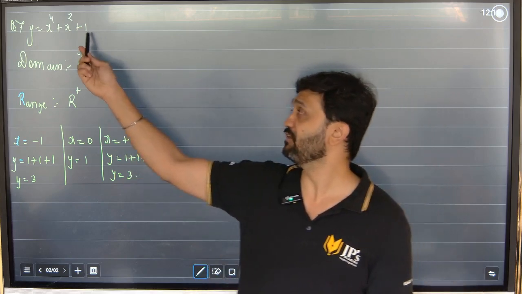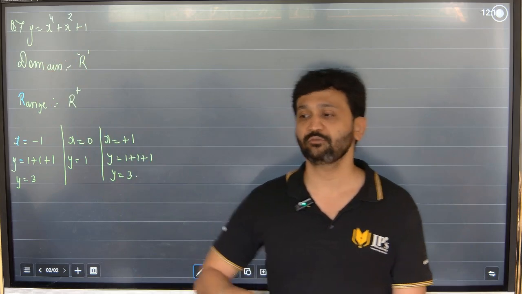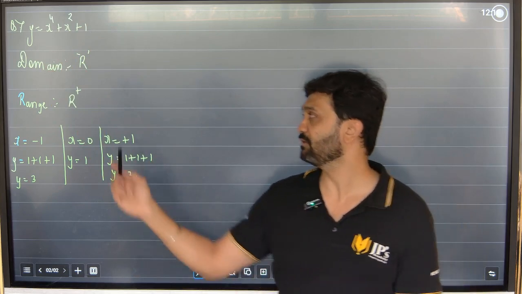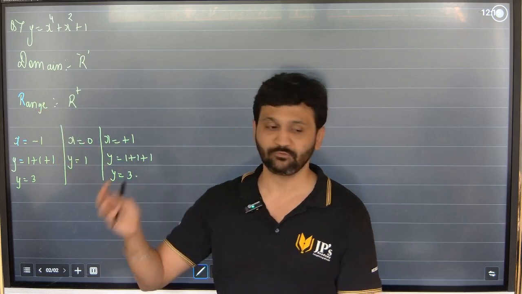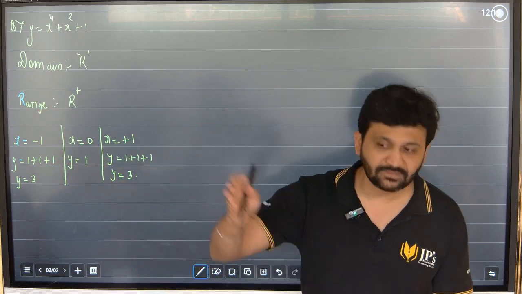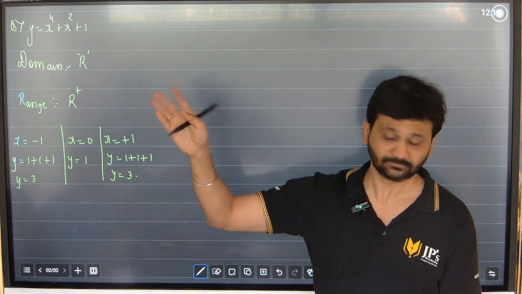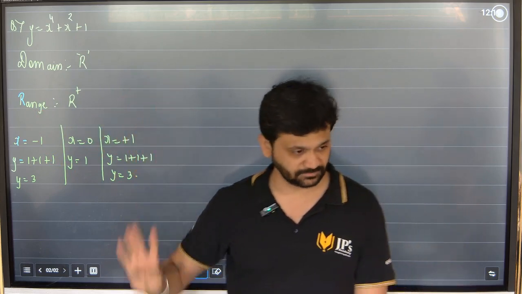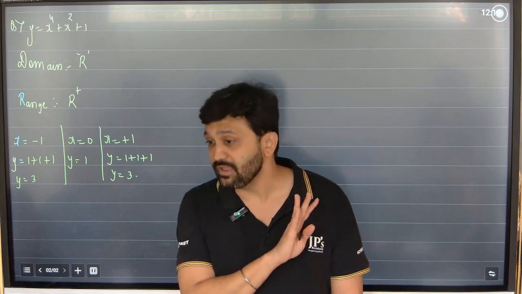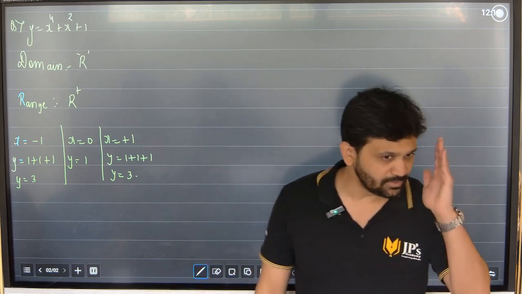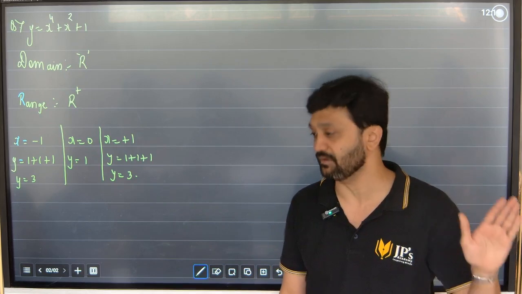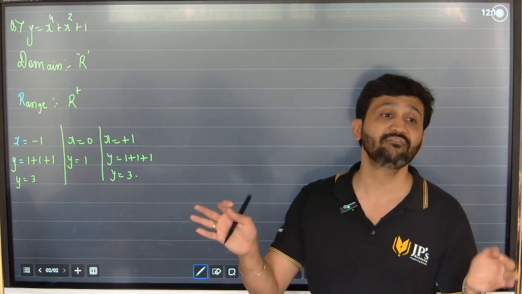If there was no 1 here, I would have got the answer from 0 to infinity. So my answer is going to be R plus, that is, my range is going to be all positive integers, sorry, all positive real numbers. But my answer will never be negative. So remember this, for even degree polynomial, my answer will never be negative.